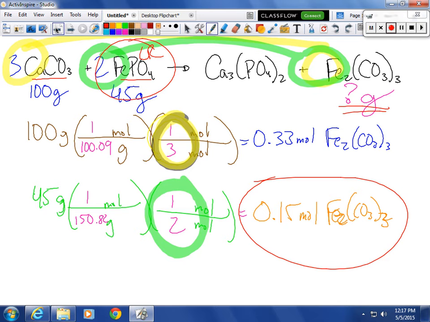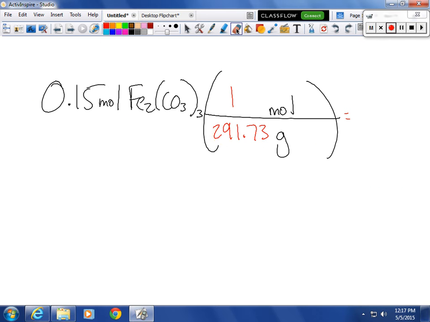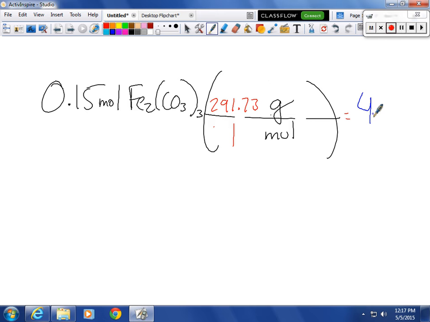You with me? So now I messed this up. Don't write this down yet. I've inverted these by accident. I've got to go from moles on bottom to grams on top, which is 1 mole is 291.73 grams. How much? 44 grams. Okay, so we got 44 grams of Fe2(CO3)3. That's how much will be produced. Hey, I did it again. CO3, 3.